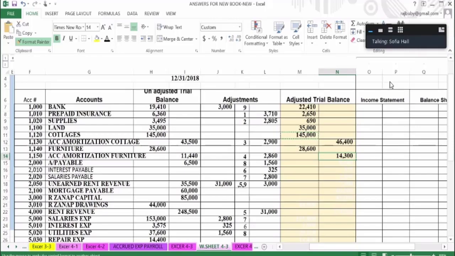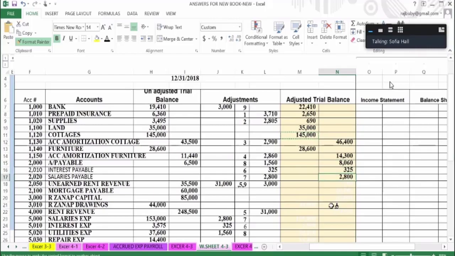And next one is accounts payable. Both are credit. You have to add together. And interest payable, you have only one in the middle. You are going to bring the same amount. The same way salaries payable.